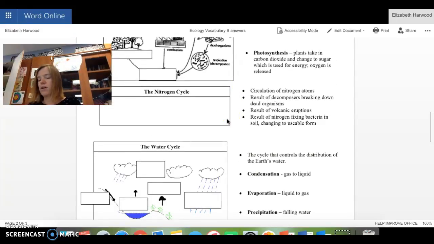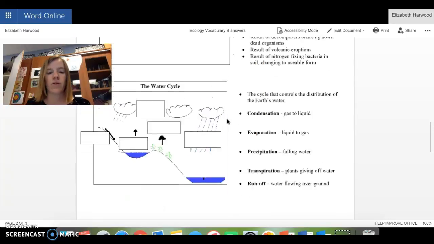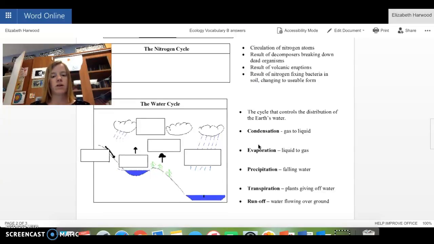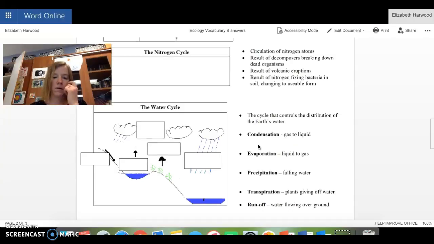Okay, I skipped the nitrogen cycle here. You have the water cycle down here, which is just review. We've already kind of gone through this. So condensation is gas to liquid. So I want you to try to do this on your own really quick, and then we'll go over it. So I will put a little pause in the video here, and you try to do this.